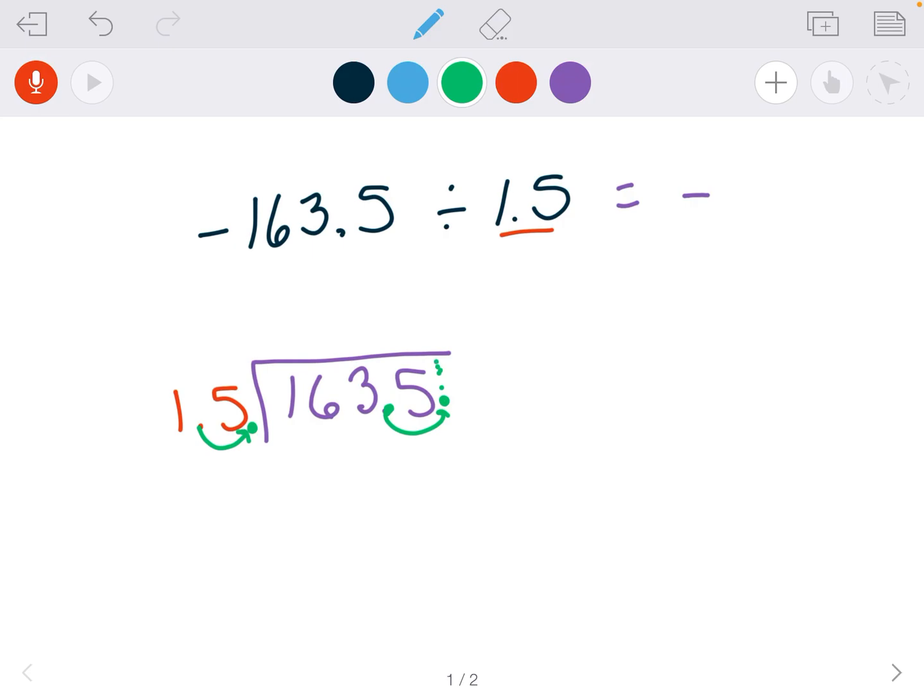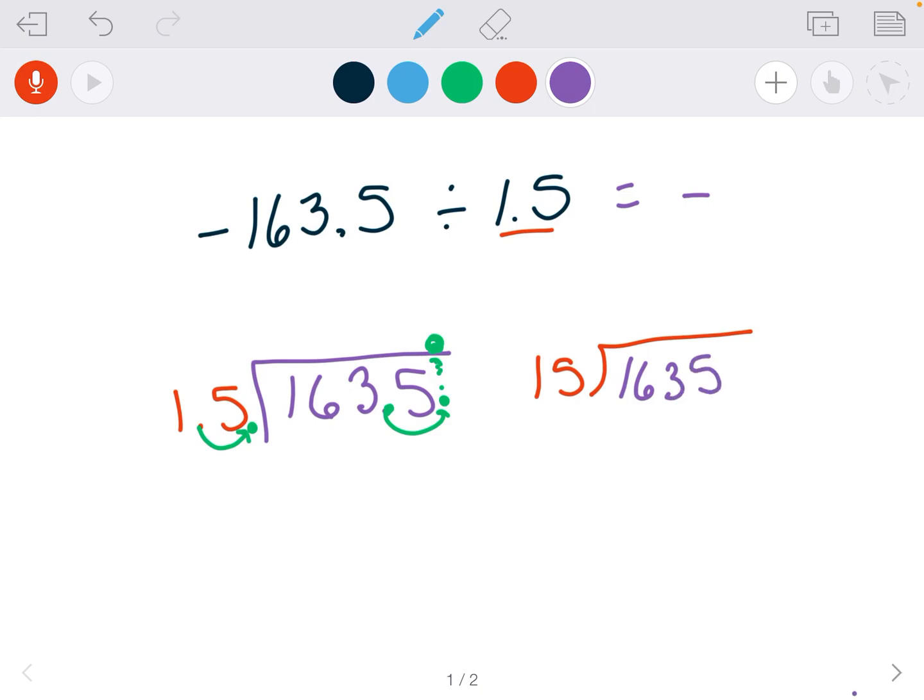So now I'm going to put my decimal straight up. So there's where my decimal is going to be. So let me continue on with the problem. All right, I'm going to rewrite it because I like things neater. So I'm going to rewrite it as 15 divided by 1,635. All right, so start the division process.